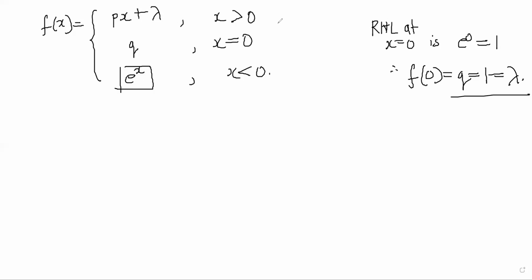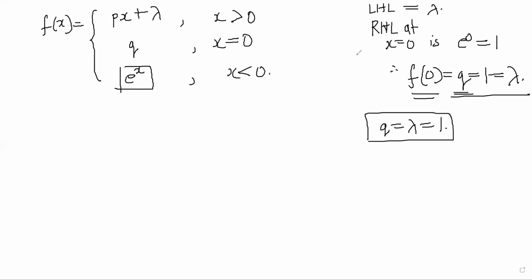Basically, RHL should be equal to LHL. LHL was equal to lambda. Then only the limit exists. And once the limit exists, it should also be equal to the function value, which is q. So you get q is equal to lambda is equal to 1 from continuity itself.